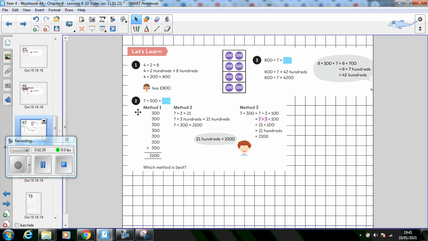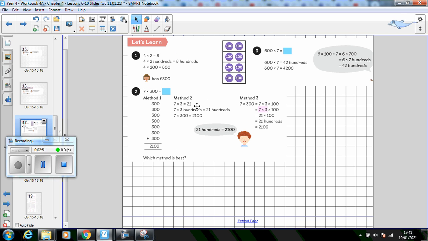Okay. Question 2 changes things slightly. 7 times 300. Well, method 1, we could write out this really long and boring column addition, couldn't we? Do you think you could draw me a fact family triangle to show me your known fact of 7 times 3? Let's see, look. 7 times 3 equals 21. So 7 times 3 hundreds equals 21 hundreds. Can you think of 21 hundreds as 2,100?